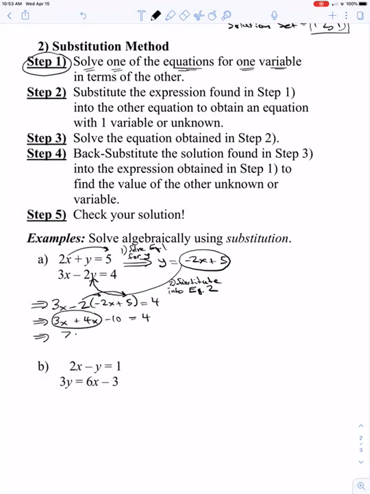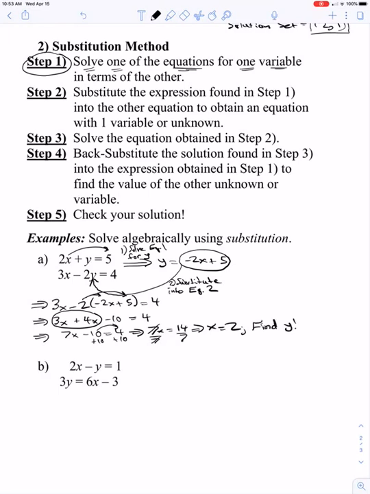So 3x plus 4x is 7x. Minus 10 equal to 4. And as we add 10 on both sides, we get 7x equal to 14. As we divide out the 7, we get x equal to 2. And now we're going to go find y.